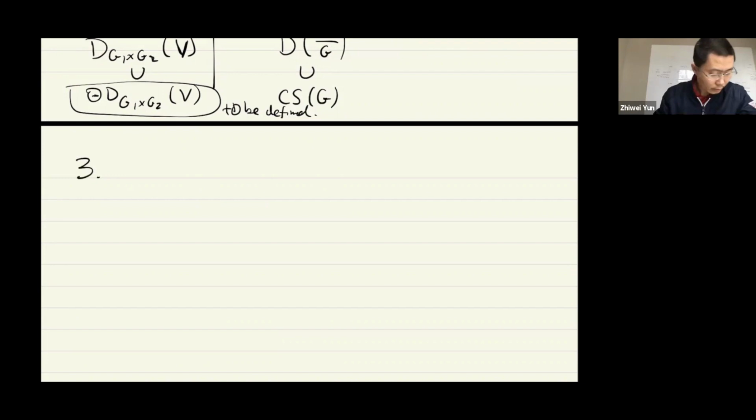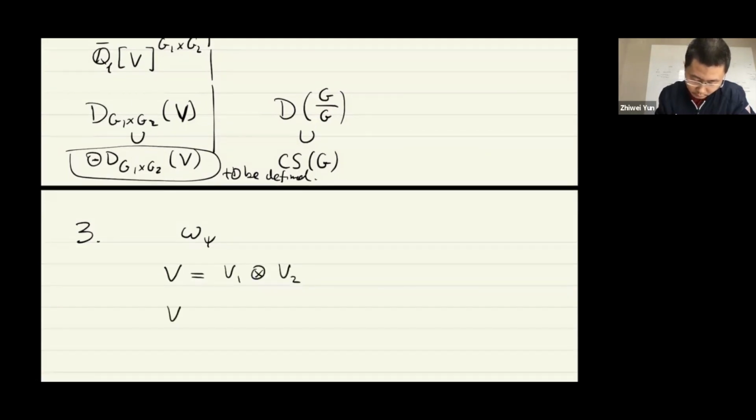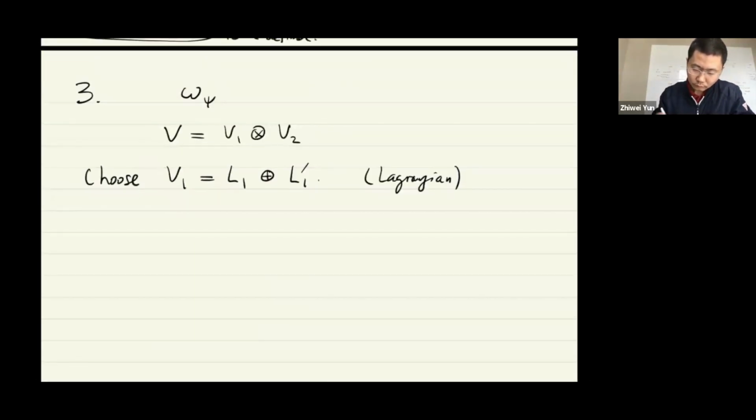Okay, so to define it, I will first have to break the symmetry to write the representation, the oscillator representation, using a Schrodinger model. So here, our V is V1 times V2, and choose a Lagrangian splitting. This gives us a Lagrangian splitting of the V just by tensoring with V2.